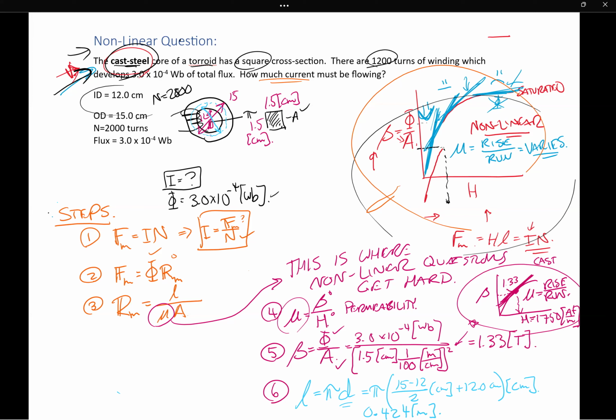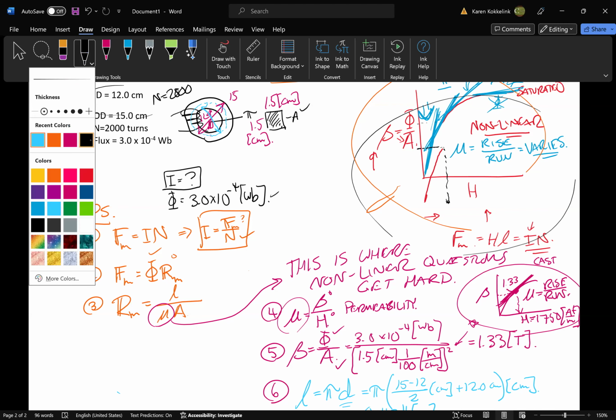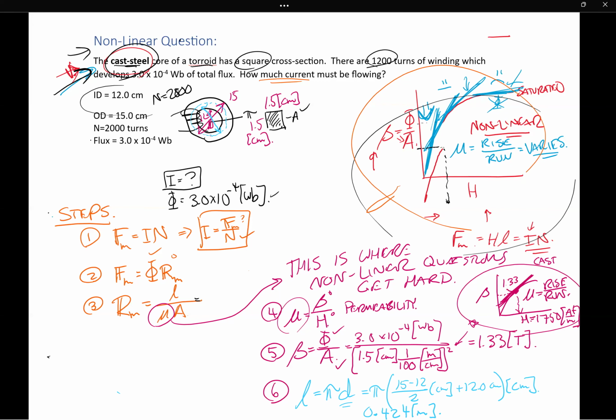Okay, now I can substitute everything in because, well, I have trouble doing a video without substituting it all in. Let me just substitute it all in black here. So now I know L and I know A, 0.424 meters over the permeability. I haven't figured it out yet, but it's rise over run over here is permeability.